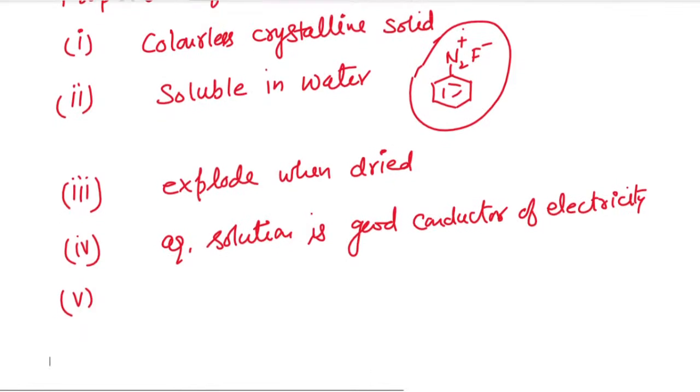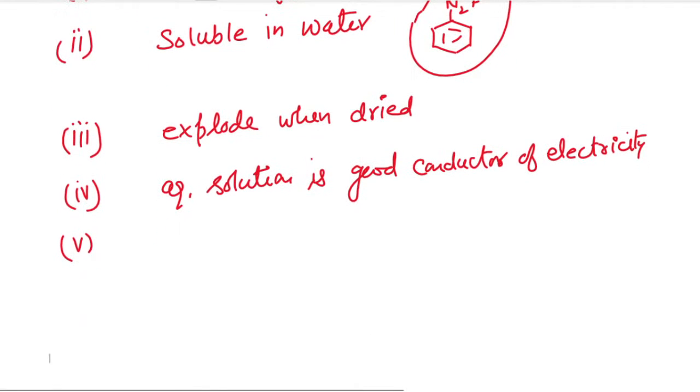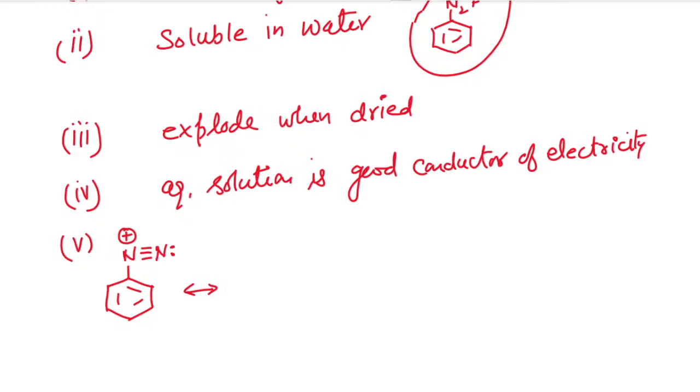Then another property: the diazonium salt of aromatic amines is comparatively stable from 273 to 278 Kelvin. But the same salt of aliphatic amines is highly unstable. Why is it stable? Because it is stabilized due to resonance, like this. It is stable due to resonance.